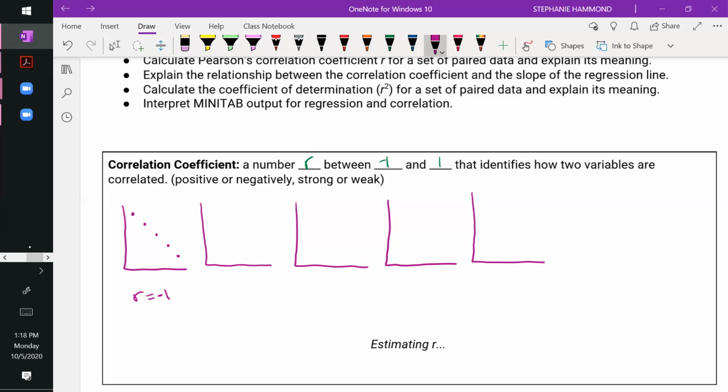So let's see, R equals +1. Again, it's going to be a perfect line, but now it's going to have a positive slope. So I'll just start here and draw points going in a perfectly straight line with any slope, as long as it's a positive slope, R equals 1. Okay, and then in the middle, of course, right between the two, R equals 0.